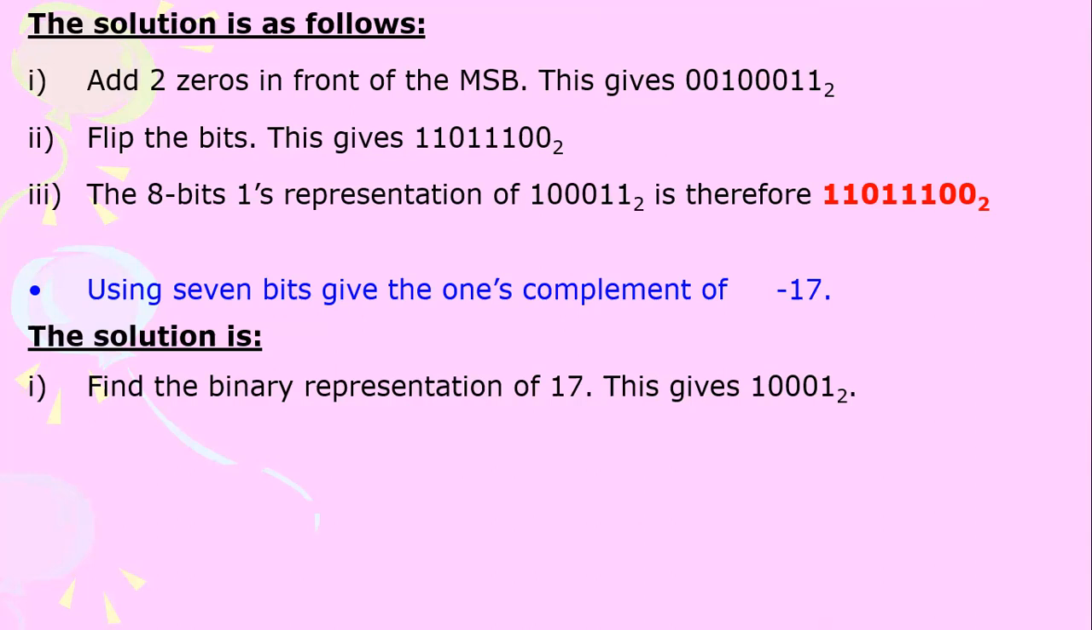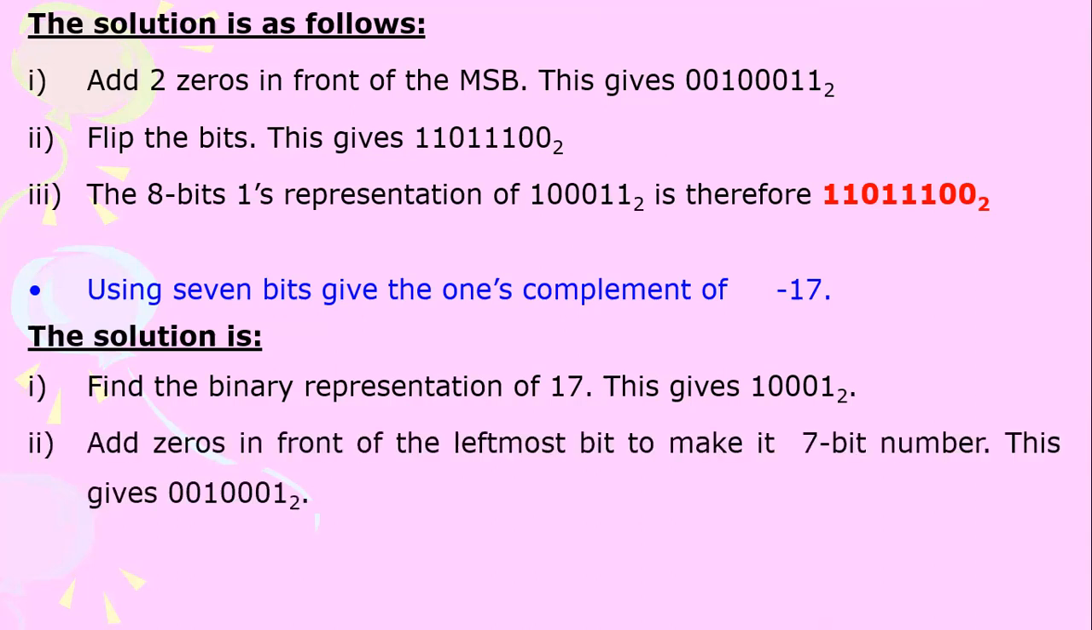And therefore, when we convert 17 to its equivalent binary number, we get 1, 0, 0, 0, 1. The second step is to add zeros in front of the most significant bit, which in this case is 1, to make it a 7-bit number. So this gives us 0, 0, 1, 0, 0, 0, 1 binary.